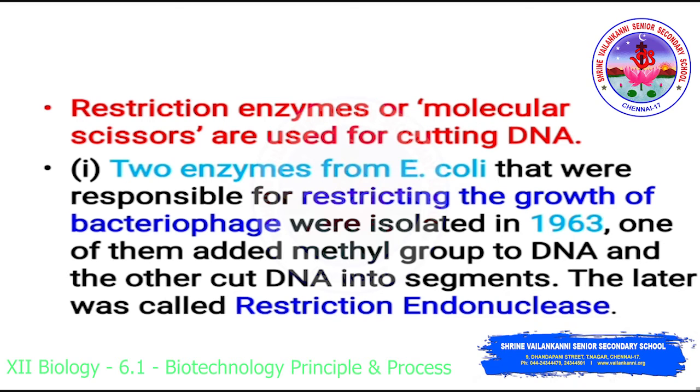Two enzymes from E. coli that were responsible for restricting the growth of bacteriophage were isolated in 1963. One of them added a methyl group to DNA and the other cut DNA into segments. Later it was called restriction endonuclease. E. coli here refers to Escherichia coli.